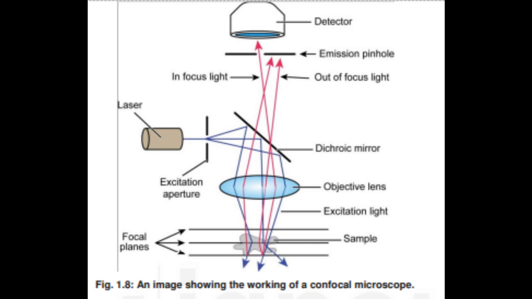A pinhole cuts off out-of-focus signals from the optical path, thus allowing the fluorescence signals from the illuminated spot to enter the light detector and form an image at different depths in the same sample. The technique is suitable for both live as well as fixed cells and tissues. Fig. 1.8. An image showing the working of a confocal microscope.